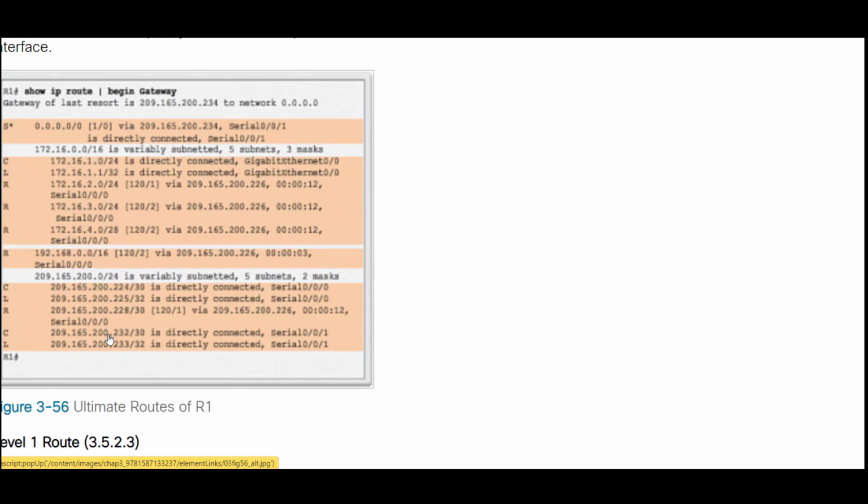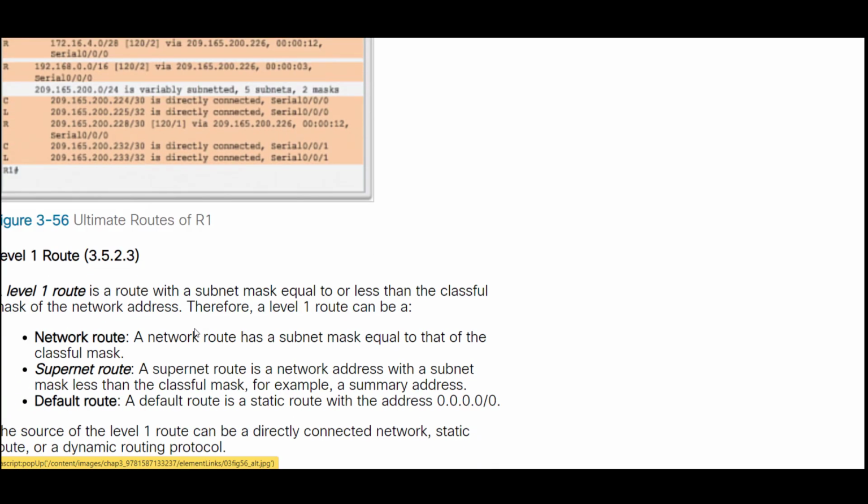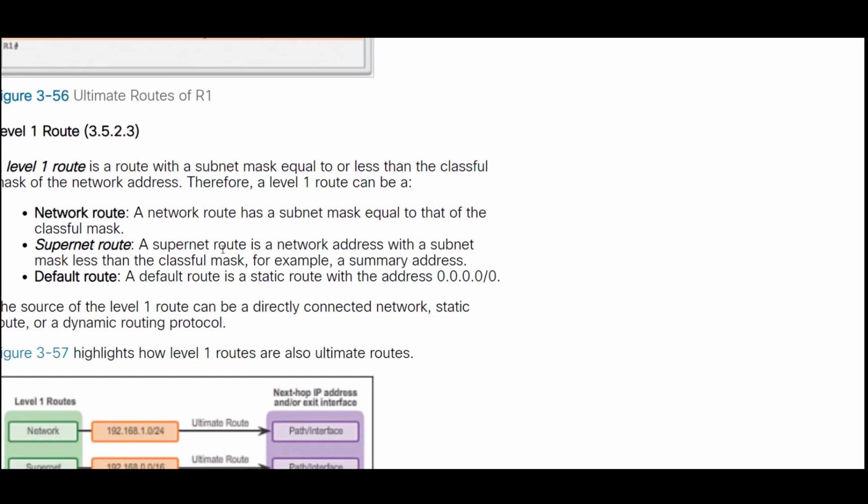Okay, anything which is having an exit interface or an exit IP address, you can consider this as an ultimate route. Now, I'm going for the next type of route, level 1 route. Okay, what is level 1 route? Means a level 1 route is a route with a subnet mask equal to or less than the classful mask of the address. Okay, the word itself is very clear. It is equal to or less than the classful mask.